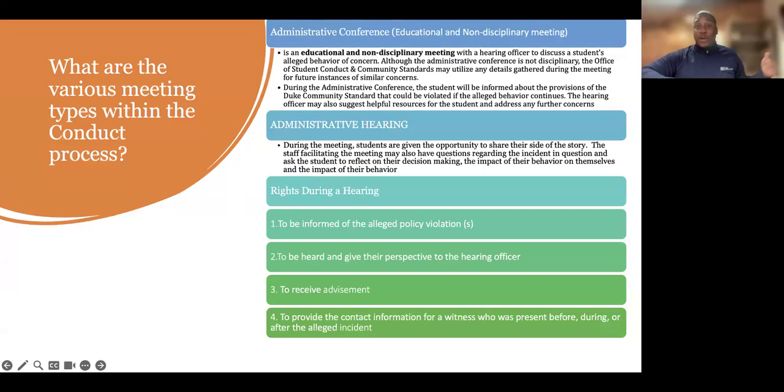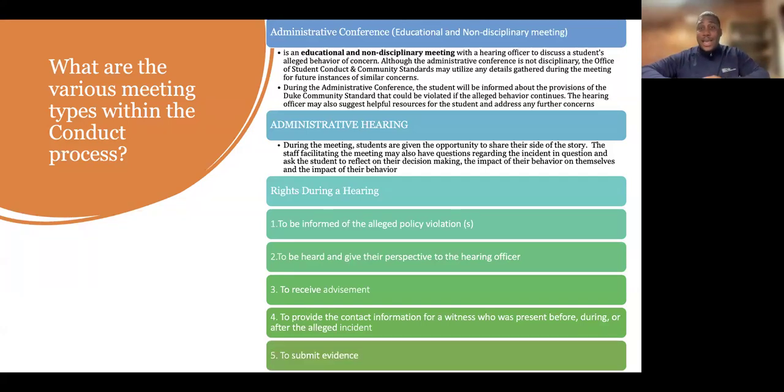And during that meeting, you have the following rights: to be informed about the alleged policy violation, hence we give you a notice letter; to be heard and give your perspective to the hearing officer; to receive advisement before you meet with, let's say, myself. You email our office, hey, I would like to receive advisement. We have students, staff, and faculty that are trained to give students advice on the conduct process before their meetings. Those are really helpful for them just to have good peace of mind, right? And then to provide any contact information for witnesses that were there before, during, or after the alleged incident, and to submit evidence as well. So those are the meeting types.